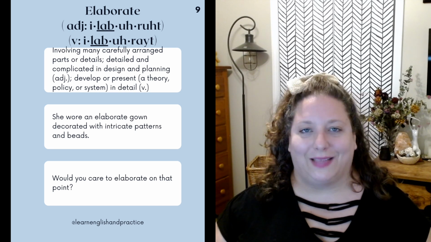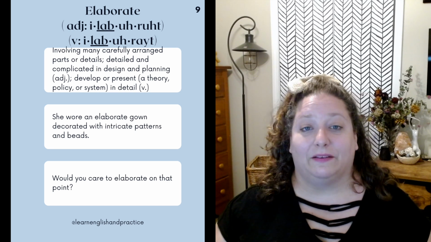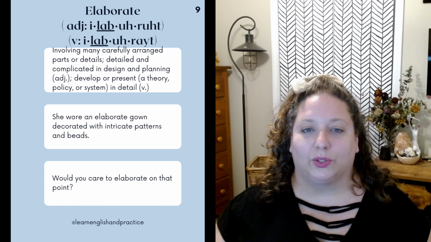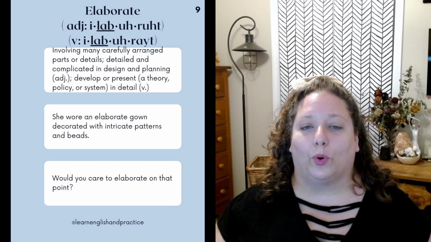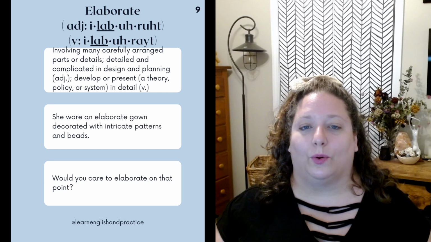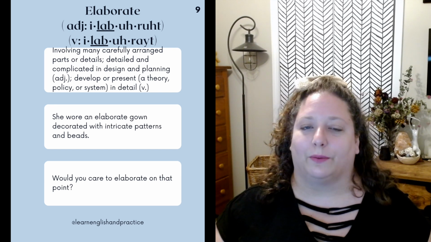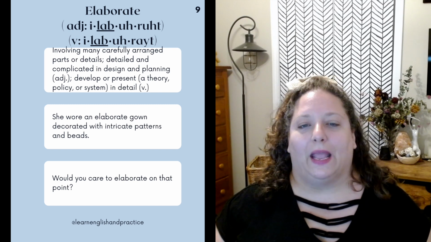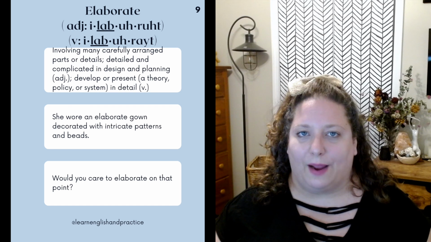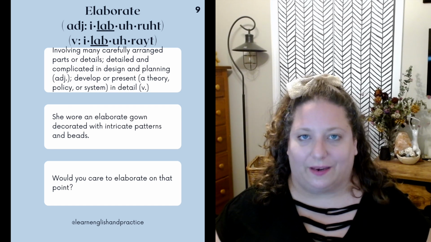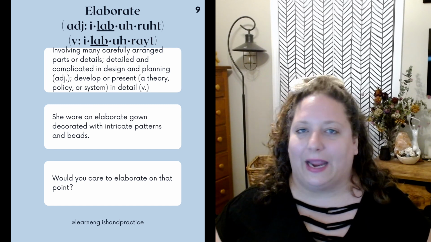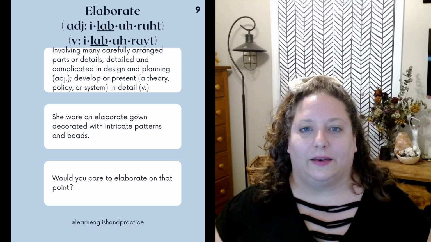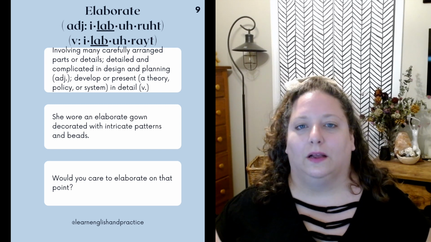Elaborate. This means involving many carefully arranged parts or details, detailed and complicated in design and planning, as an adjective; develop or present a theory, policy, or system in detail, as a verb. So as an adjective, this is pronounced elaborate. And you could, for example, describe the movie set of Bridgerton as elaborate. Everything is ornate, extremely detailed, and extremely complex.